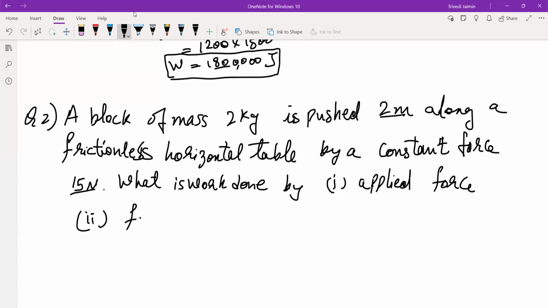Now, force of gravity. Two ways I'm asking here. First is work done by applied force. What is applied force? 15 Newton is our applied force. I've given a little bit of extension to the question. That is force of gravity. Work done by the force of gravity. Is it 0 because there's no change in height? Yes. There is no movement. It should be 0.